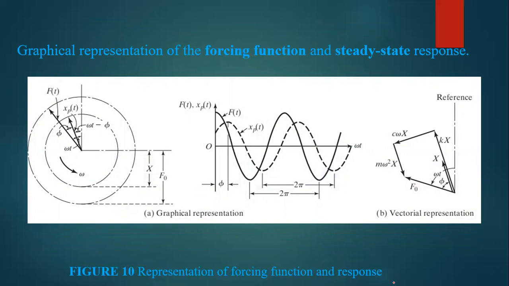Assume that this is a reference axis. Using a frequency domain representation, from here to here is 2 pi, and again from here to here it is 2 pi. This means the graph of the forcing function and the graph of the particular solution. Here it seems like they are in phase, but sometimes they are out of phase. Anyways, let's take this as the reference axis.